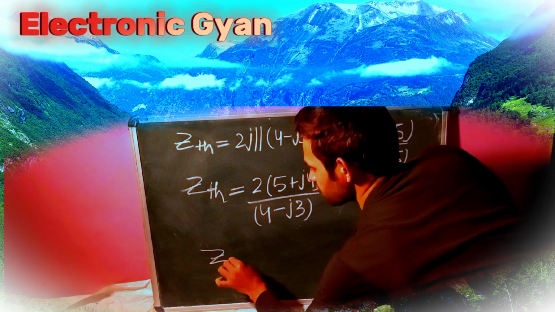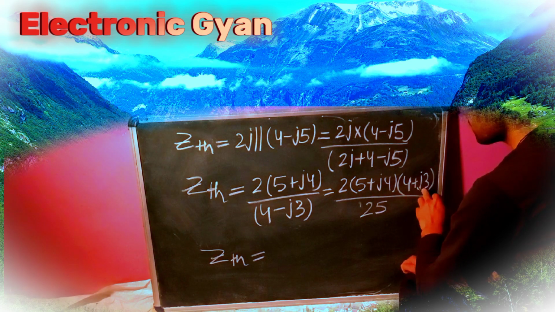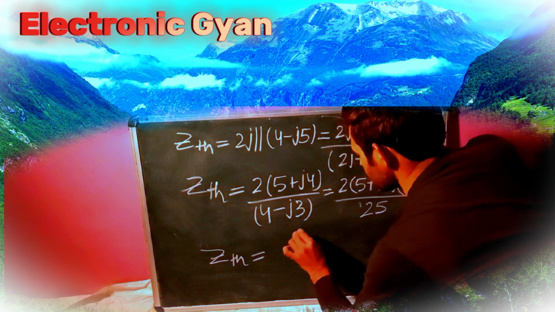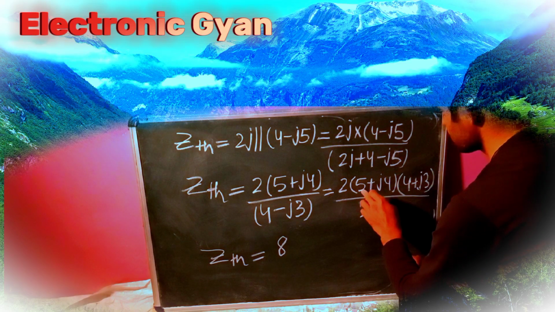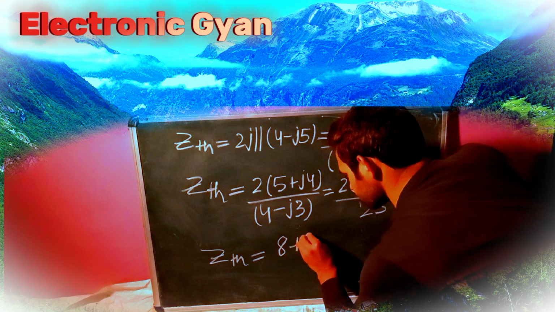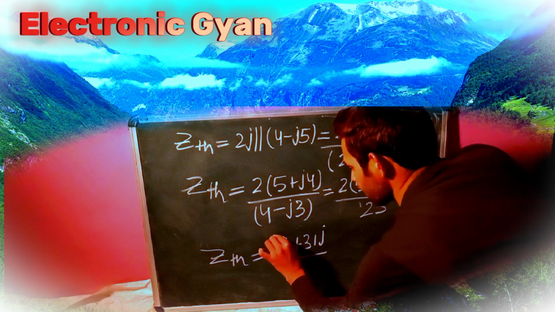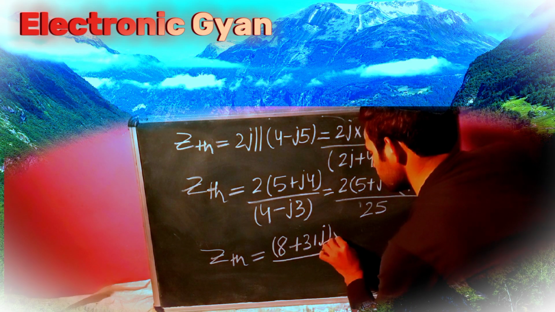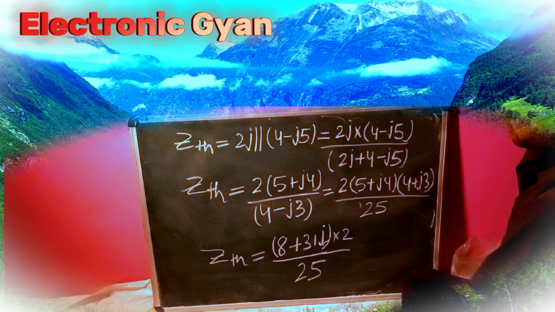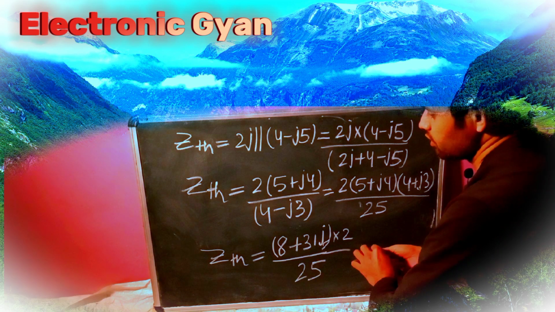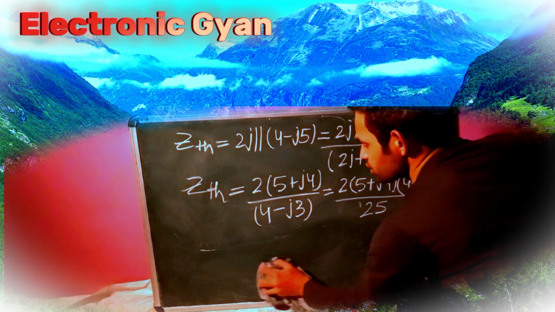So then what we will get here, ZTH as 5 into 4, 20 minus 12 is 8. Now here 16, this is 15, so 16 plus 15 is 31, this is 31j. And this is multiplied with 2, and this is my 25. Yes, what we get here, ZTH is equal to 2 by 25, which is nothing but 0.08. So I can write here 0.08.